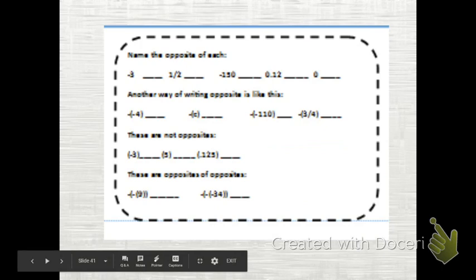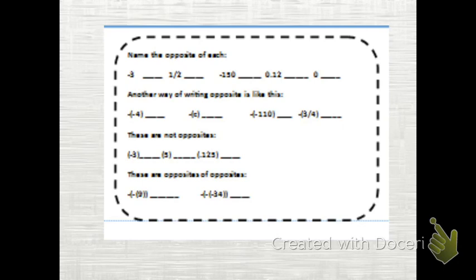Okay, so look at these at the bottom. We're just going to name some opposites. So the first thing says, what is the opposite? Do these with me. What is the opposite of negative 3? So positive 3 or just 3. How about 1/2? Negative 1/2. How about negative 150? Good, 150 or positive 150. How about 0.12? Negative 0.12. How about 0? 0, right?